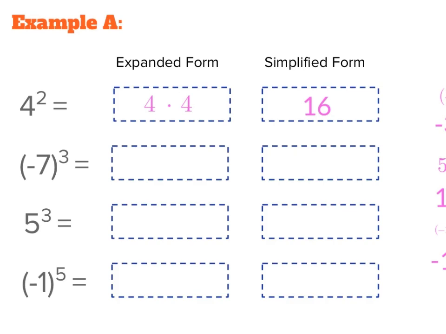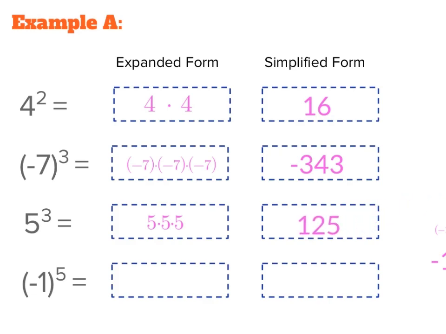The next one I've got negative 7 to the third power. So that's really just negative 7 times negative 7 times negative 7. So I'm going to do negative 7 times negative 7 times negative 7, and I end up with negative 343 as my simplified form. Same thing with 5 to the third power. I've got 5 times 5 times 5, and if I simplify that, 5 times 5 is 25. 25 times 5 is 125, so there's my simplified form.